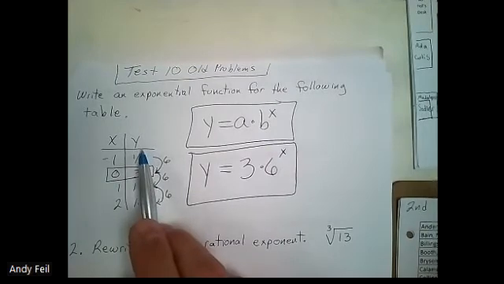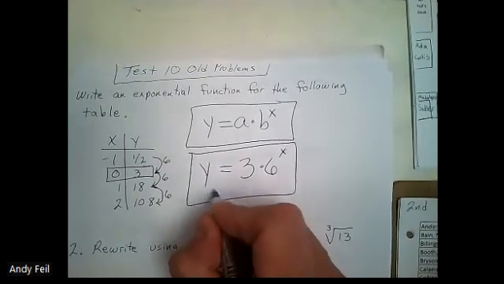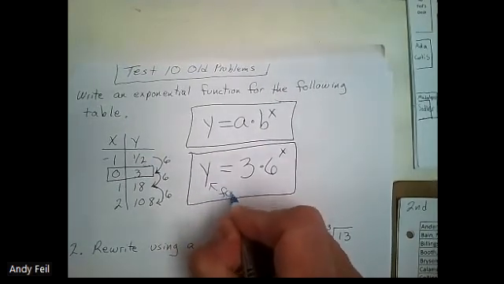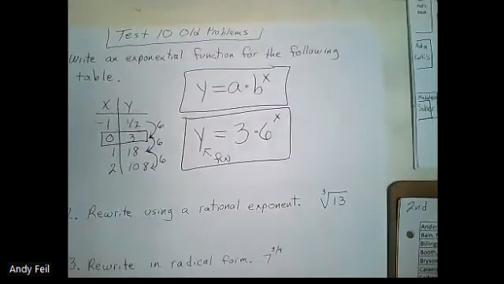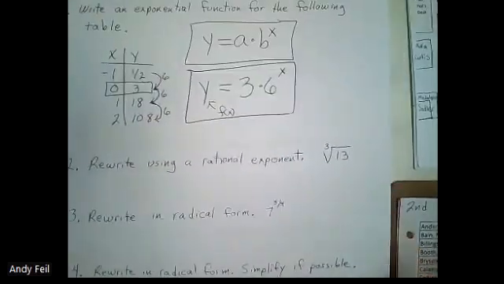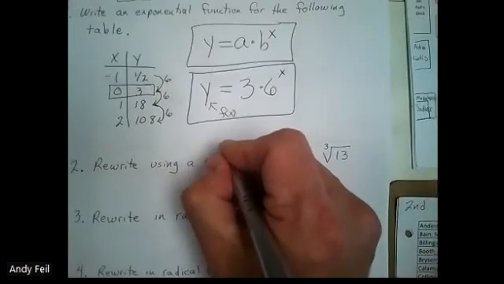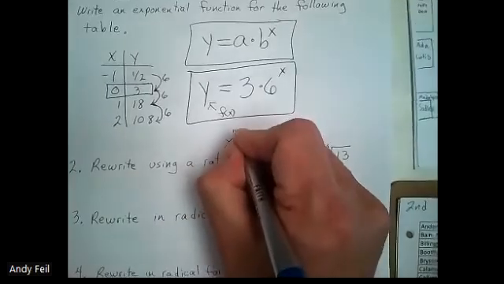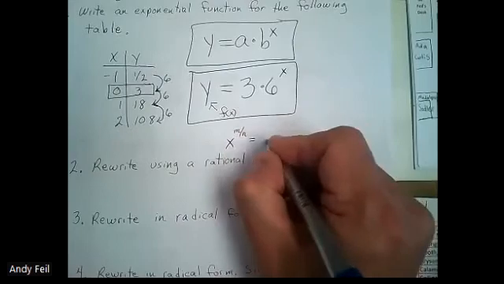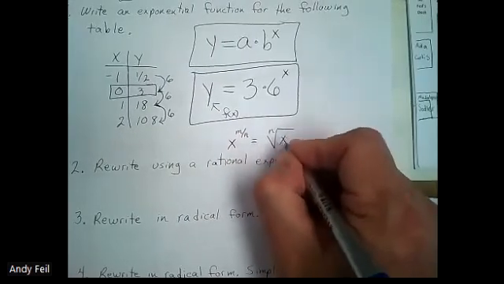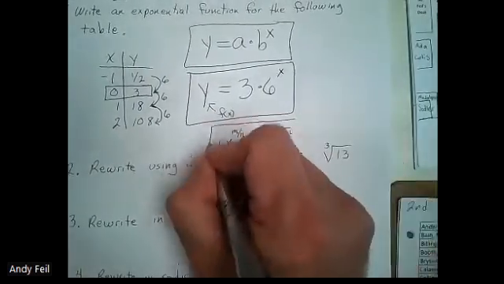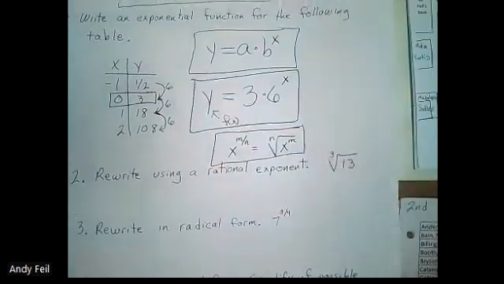You could do either way. What if you decided to put f of x here instead? That's totally okay. All right, to do problems 2, 3, 4, and 5, here's what you need to know. You need to know that x to the m divided by n is equal to the nth root of x to the m power.